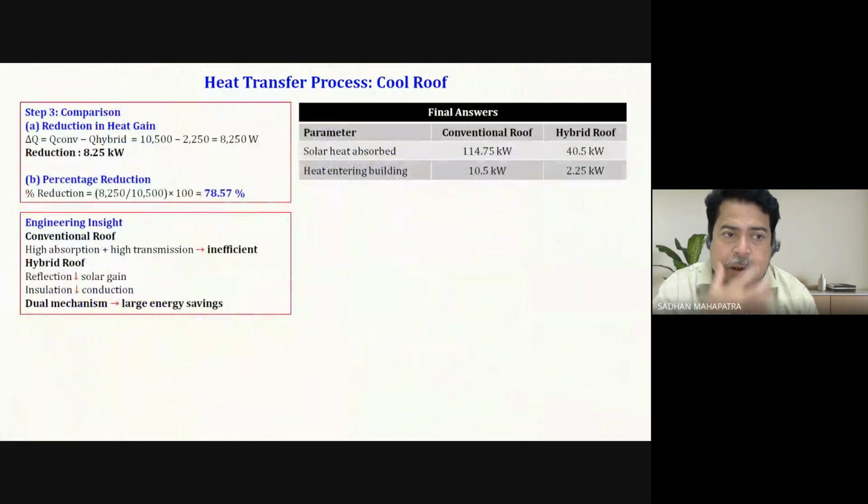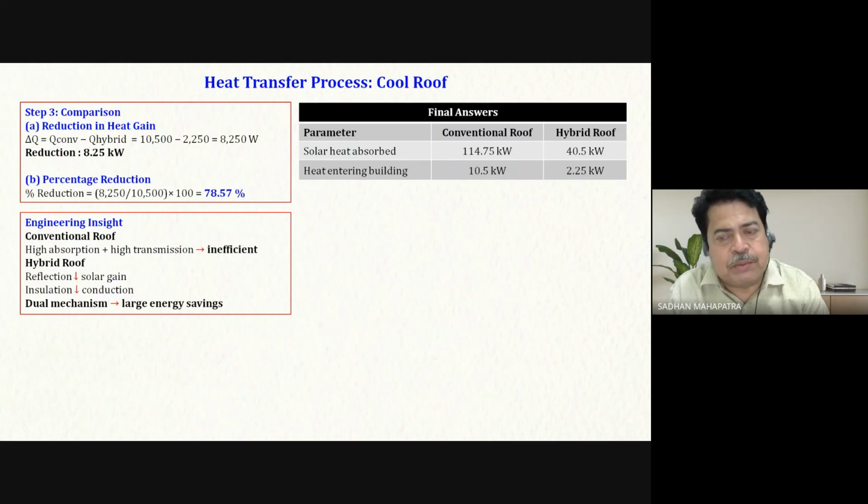Now if you compare these two, the reduction in heat gain, conventional versus hybrid, is 8.25 kilowatt. Percentage of reduction is 78.57%. So the conventional roof, with high absorption and high transmission, is an inefficient process. Whereas in the hybrid roof, due to the reflection, solar gain reduces, and due to the insulation, conduction reduces. This dual mechanism translates into a large amount of energy savings.